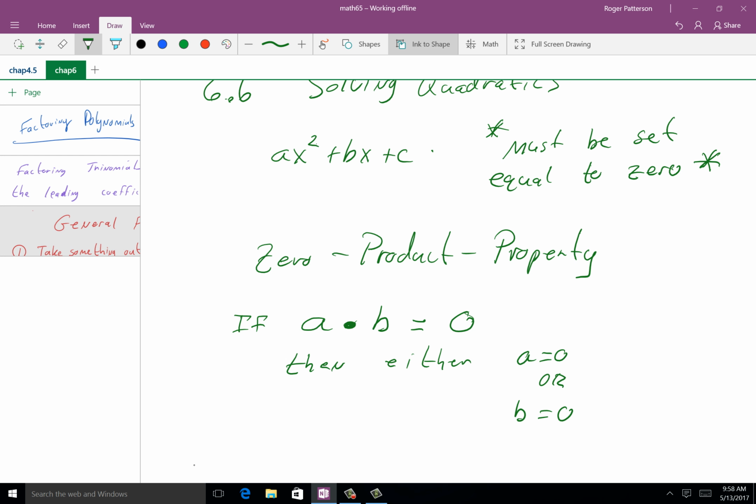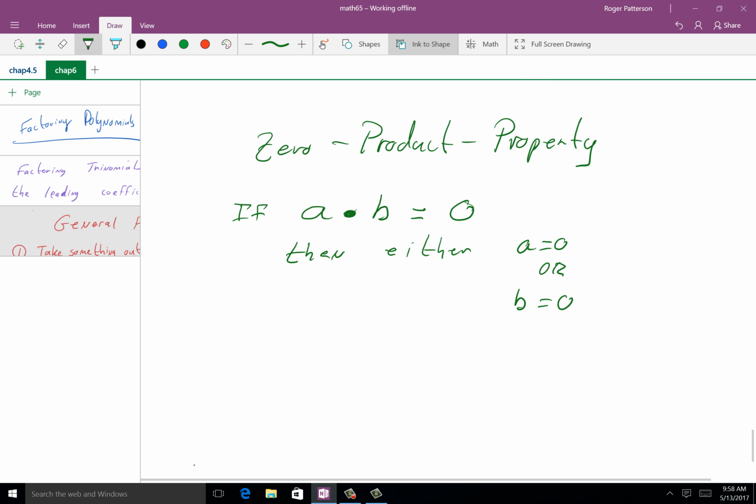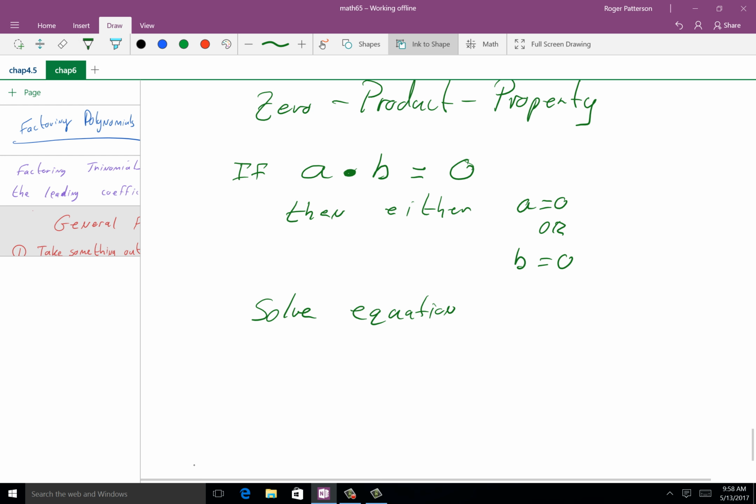So I would say, all right, if this is equal to 0, then x has to be negative 3, because negative 3 plus 3 is 0, or I could subtract 3 from both sides. If this is equal to 0, then x would have to be equal to 2. Again, either 2 minus 2 is 0, or I would add 2 to both sides. So these are my answers. Negative 3 or 2. Those are going to be my answers.